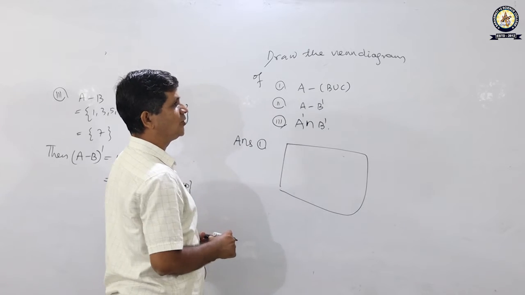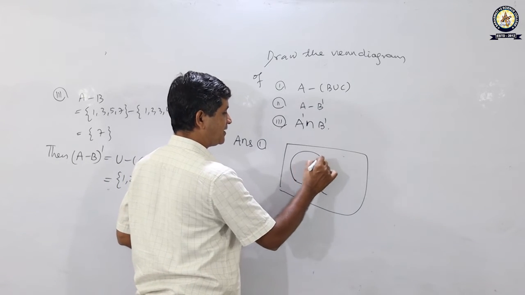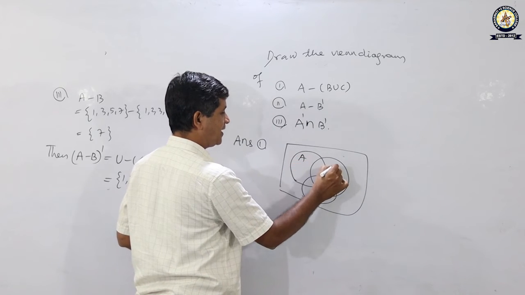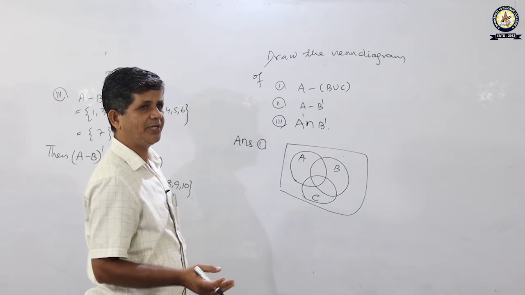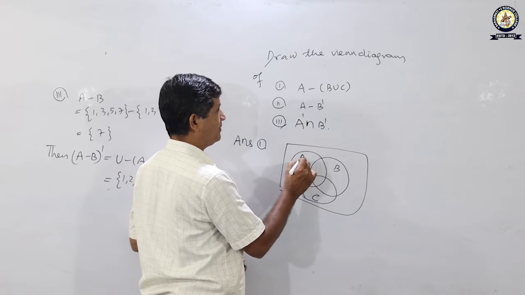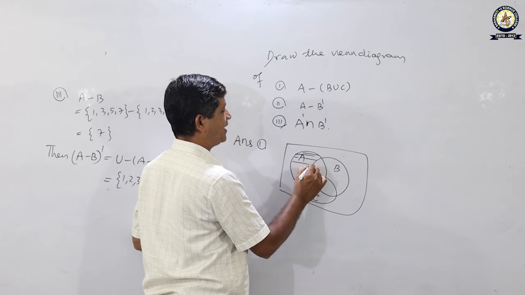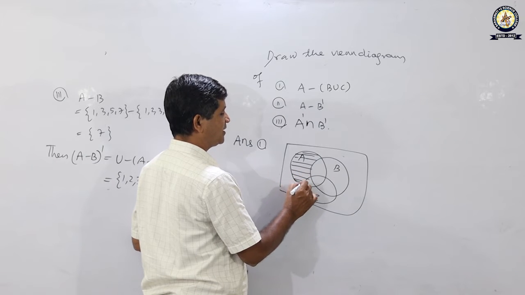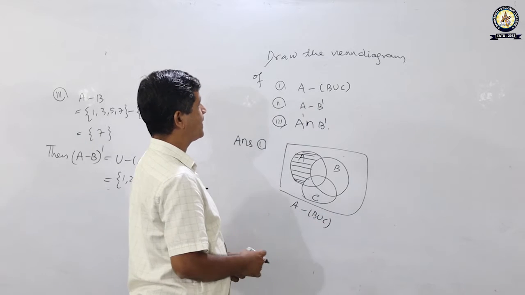Say this is the universal set, this is the A set, this is the B set and this is the C set. We just eliminate B and C from A. So these are the elements which are present in A but not in B or C. So this is A difference (B union C).